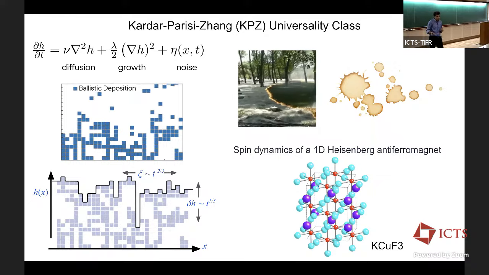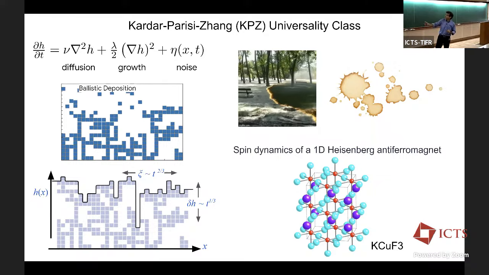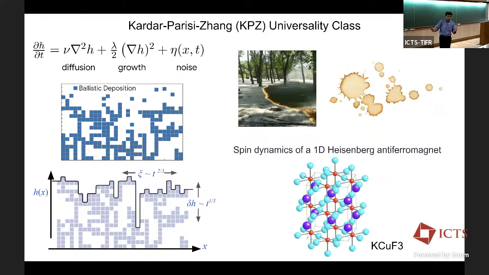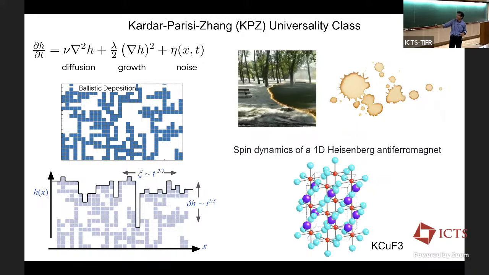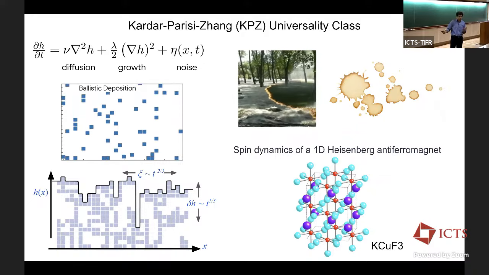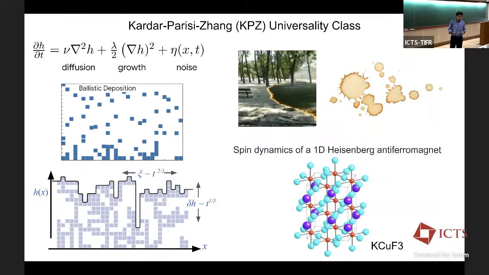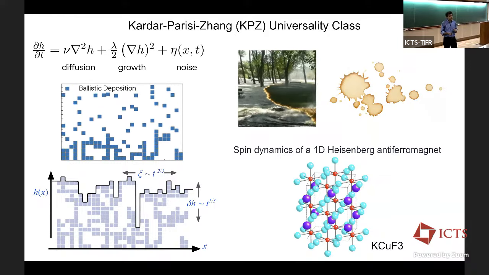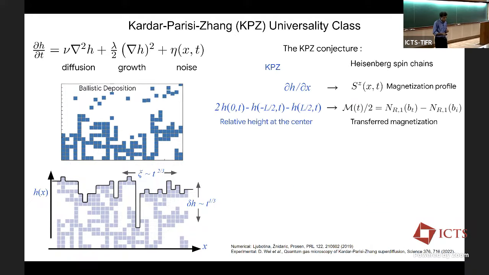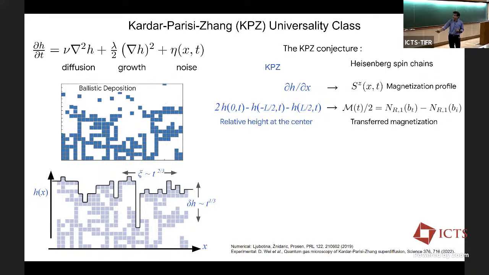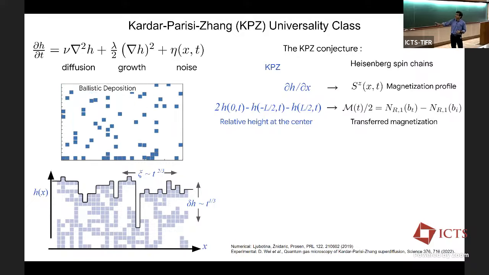The equation describes phenomena that we see around ourselves, how a front grows and its fluctuations, such as the growth of a fire or coffee stains. But it has been conjectured that the spin dynamics in 1D Heisenberg chains also follows it. Let me be a little more specific. There is this height profile. If you take the derivative of this height with respect to space, the counterpart of it in the Heisenberg chain is the magnetization profile in a chain.